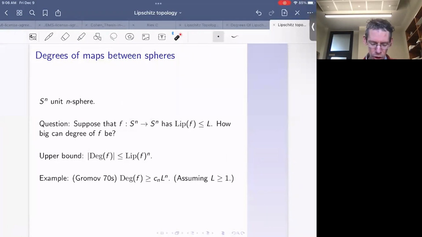Okay, so let's start by thinking about the degrees of maps between spheres. So S^n will be the unit n-sphere. Suppose that we have a map from the unit n-sphere to itself with Lipschitz constant at most L. How big could its degree be? There is an upper bound that it's at most the Lipschitz constant to the power n. And I'll sketch the proof of that for you later. And there's an example that shows that that's roughly tight. So there are examples where the degree is at least a dimensional constant times the Lipschitz constant to the n. So up to a constant factor, those match.